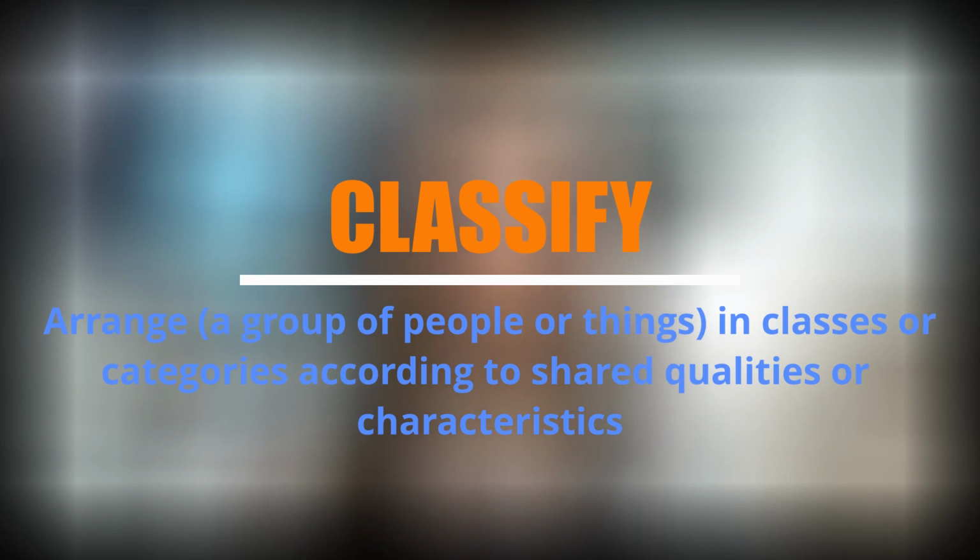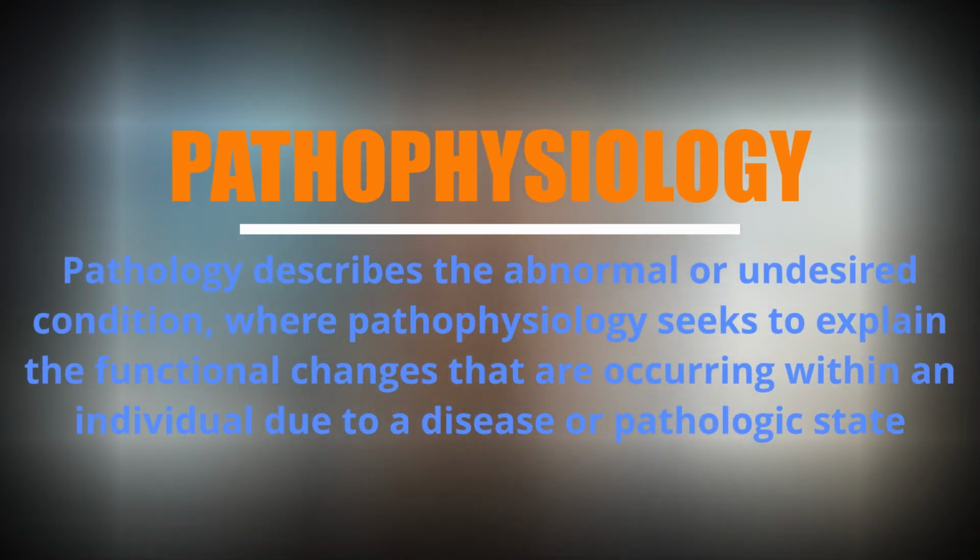Let's first define a couple terms. Classify: to arrange a group of people or things in classes or categories according to shared qualities or characteristics. Here comes a pretty big word now, pathophysiology. Pathology describes the abnormal or undesired condition, whereas pathophysiology seeks to explain the functional changes that are occurring within an individual due to a disease or pathologic state.